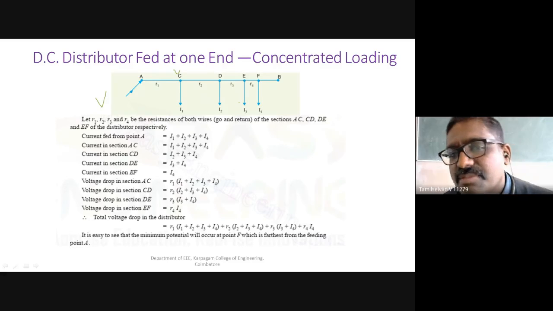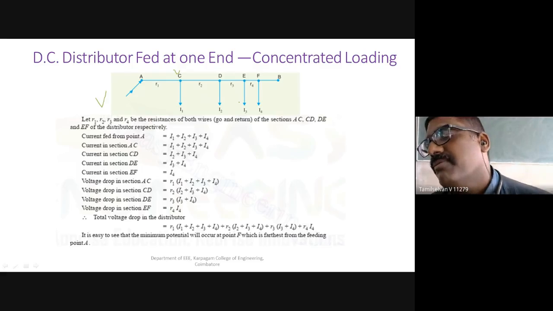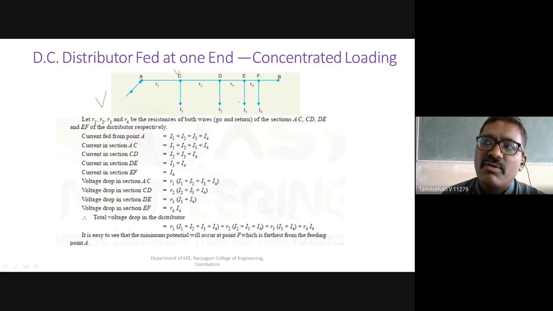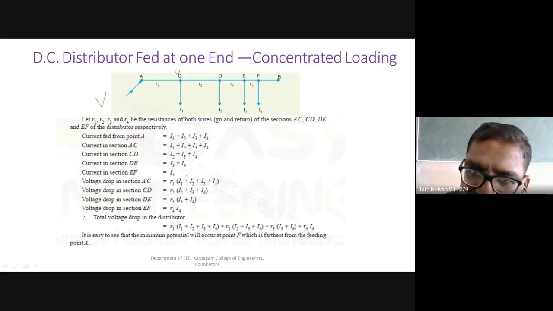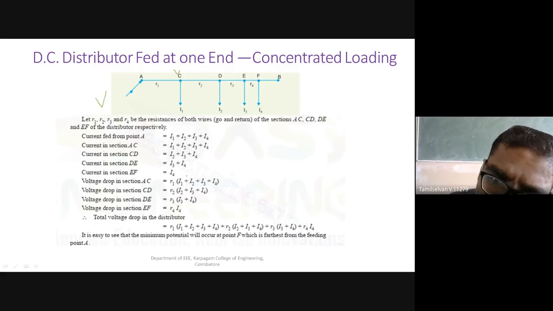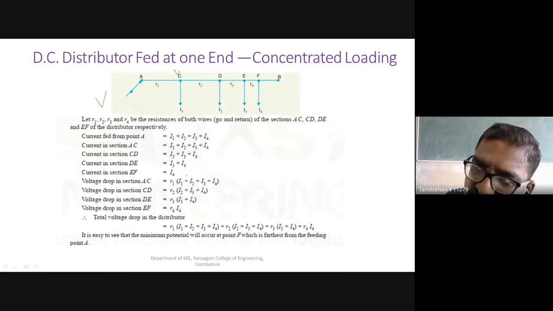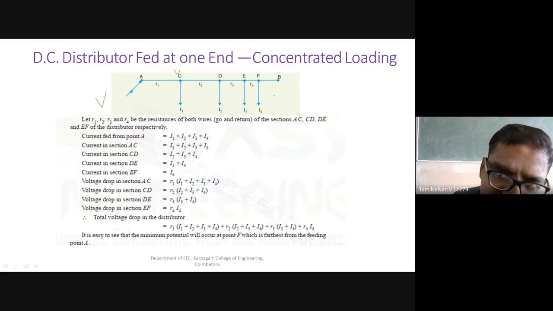Normally, for the supply, if you want to calculate the current, there should be a return path, then the current will flow. So the wires will have go and return wires, one is the forward path flow and another is the return path. Here AC, CD, DE, EF are the distributors, where the load is fed at each and every point.